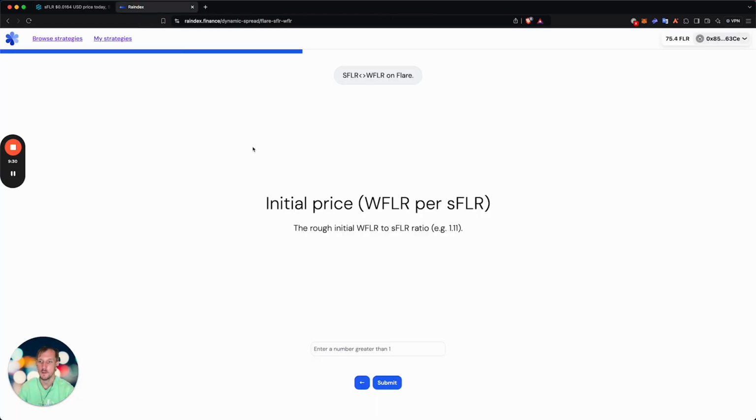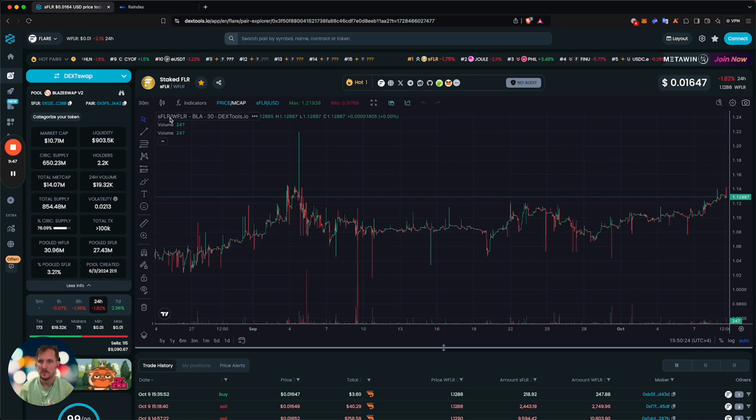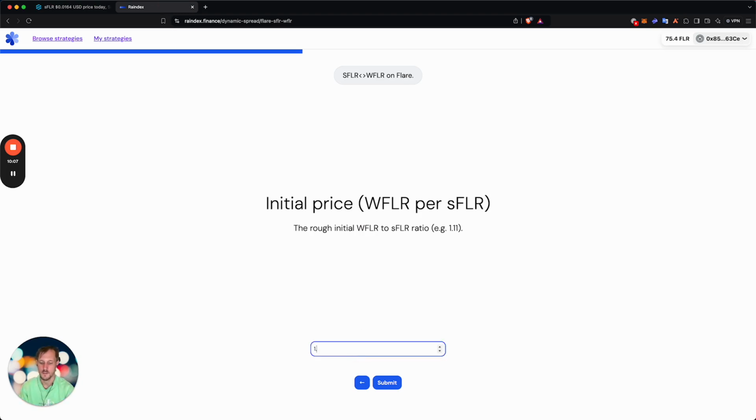Now, if we go back to the configuration, the first thing we're going to see is the initial price. If you remember from the other video, the initial price is where the first two options are going to be centered around. In this case, looking at the S-flare to wrapped flare ratio, the price that we see here on DEX tools is the starting price. It's a reasonable starting price, actually. So if we put in 128, it doesn't have to be exact, because it's going to set up an auction around this midpoint.